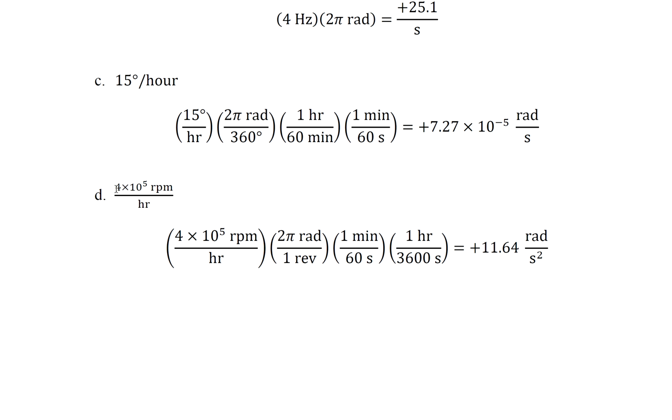Let's convert revolutions per minute per hour to radians per second squared. So these 3 fractions that I highlighted, each one is equal to the number 1. Because the numerator, for example, 1 hour, is equal to the denominator, which is 3,600 seconds. The numerator, 1 minute, is equal to the denominator, which is 60 seconds. And the numerator, 2 pi radians, is equal to the denominator, 1 revolution.